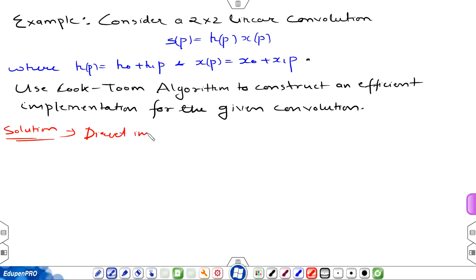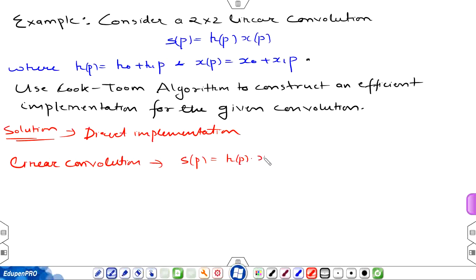So talking about direct implementation, the linear convolution can be expressed as S(p) = H(p) X(p). That is already given. So substituting the value of H(p) and X(p), H(p) is h0 + h1p and X(p) is x0 + x1p.